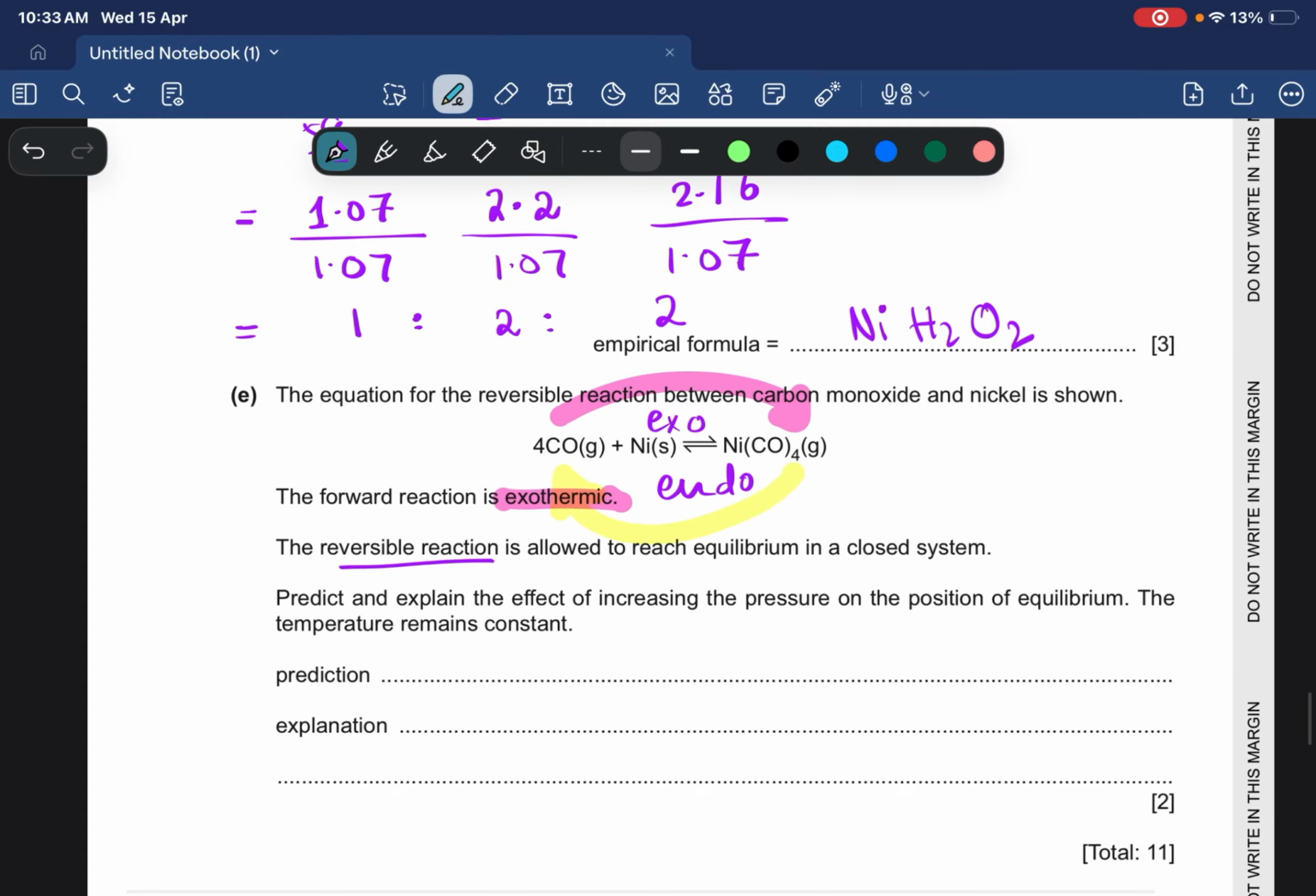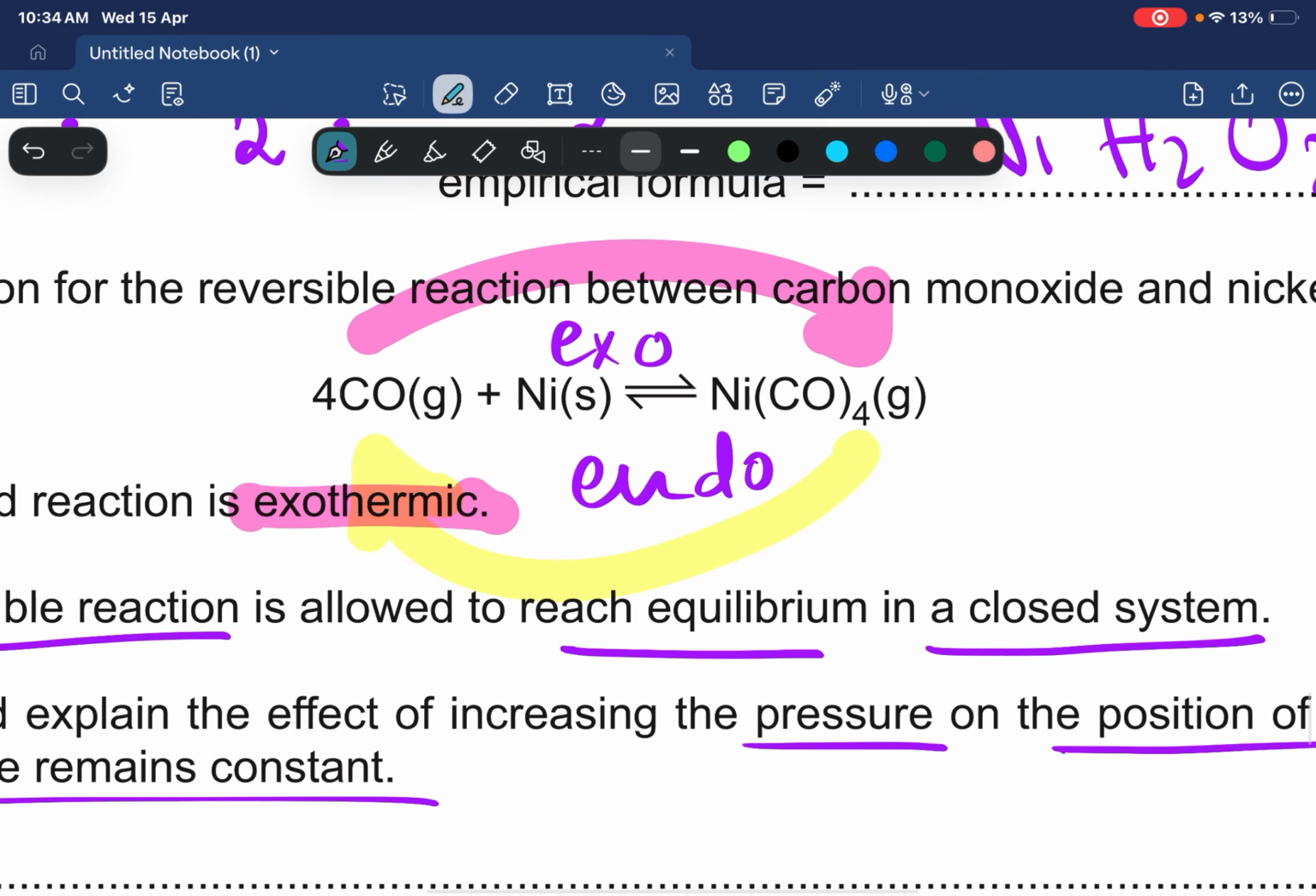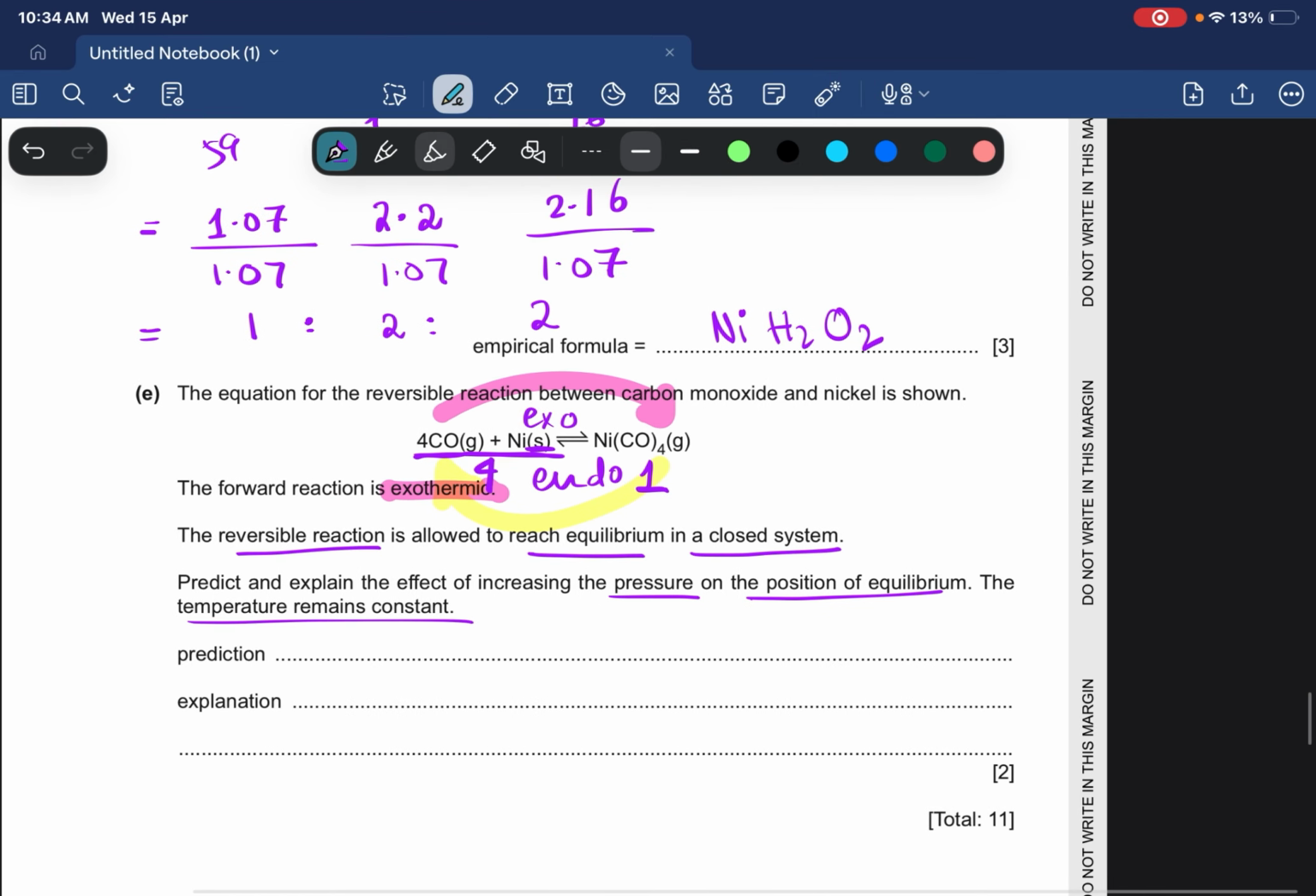The reversible reaction is allowed to reach equilibrium in a closed system. Predict and explain the effect of increasing the pressure on the position of the equilibrium. The temperature remains constant. Now we're dealing with pressure. We don't need exo-endo. For pressure, we only need the gaseous moles. Over here, we have how many moles of gases? Now people are going to say 5. No, bro, this is a solid. So there are 4 moles here and 1 mole here. And what are we doing? We're increasing the pressure.